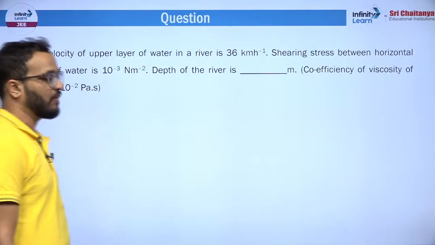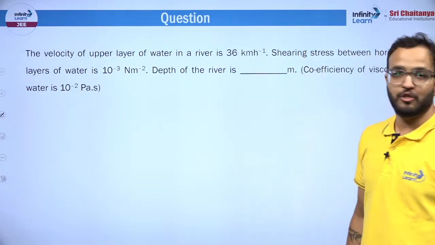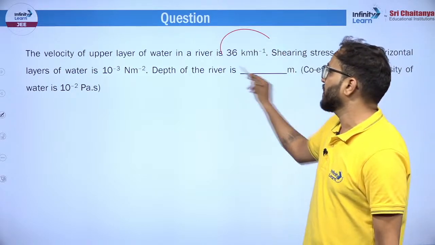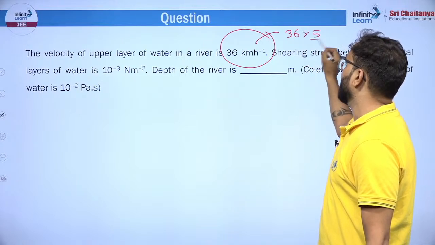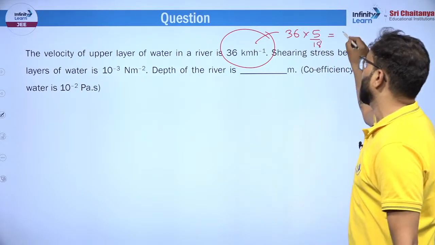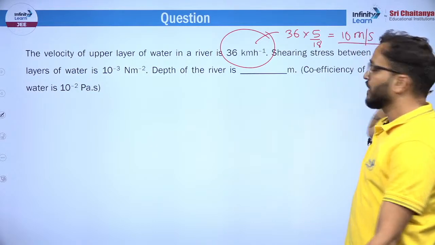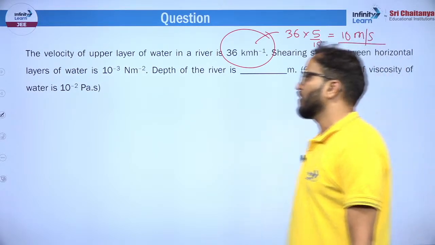Okay, so let's take this question. The velocity of the upper layer of the water. Simple. So this is the concept of viscosity. The velocity of the upper layer of the water in the river is 36 km per hour. जल्दी convert करो, 36 into 5 by 18 कर दो, कितना हो गया? 10 meter per second. So velocity कितनी दी हुई है? 10 meters per second. Shearing stress between horizontal layers of water.